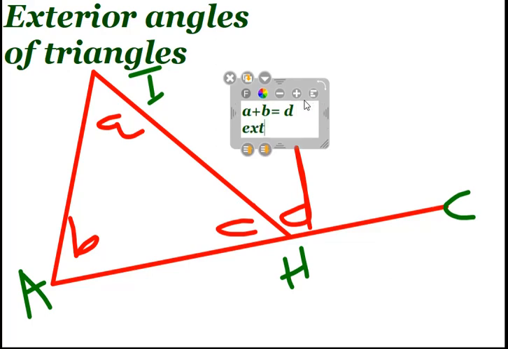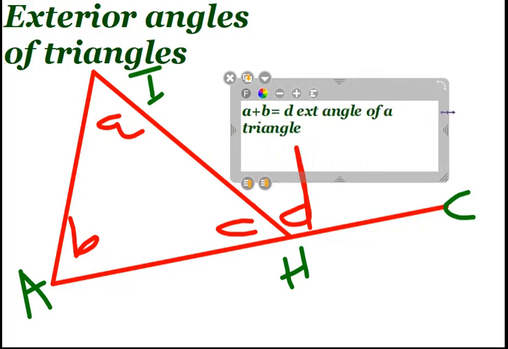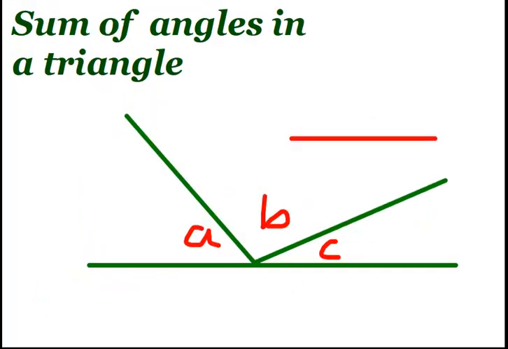Why? And our reason is always going to be exterior angle of a triangle. That's always our reason when we use exterior angles of a triangle as a reason. So the two opposite interior angles added together give us the angle D. We are going to do a lot more exercises in this same video just to practice these concepts and try to get them in our heads.